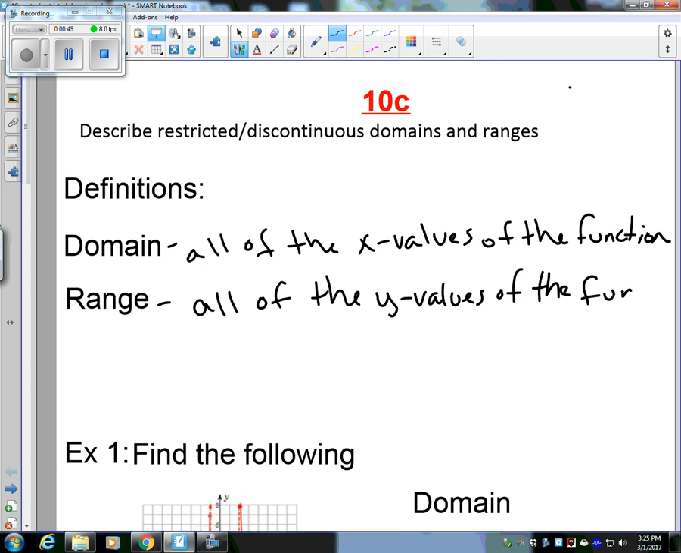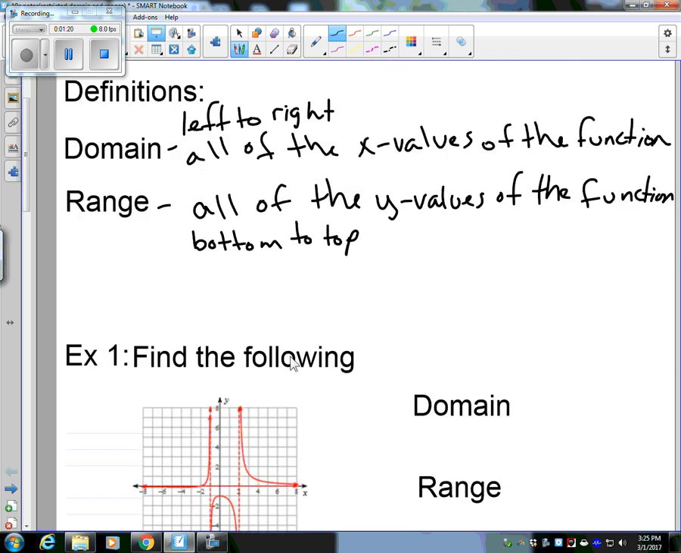And how I explain it a lot of times, domain, we do that left to right, so explain all the different parts of the graph left to right. And range, we explain that by starting at the bottom of the graph to the top of the graph. It's from the negatives to the positives. So let's jump into this.